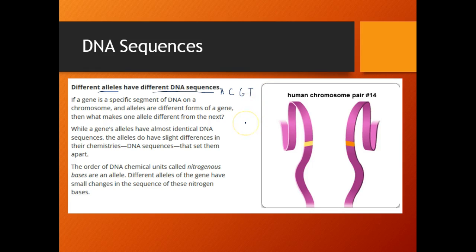So if a gene is a specific segment of DNA on a chromosome and alleles are different forms of a gene, then what actually makes these alleles different from each other? So again, the reason why they are different, even though they are usually just slight differences, is that they actually have different DNA sequences. Okay, so the order of the nitrogenous bases, which are these right here, A, C, G, T, really determine what protein will be produced. So different alleles of the gene have small changes in those sequences, which then produces different results.